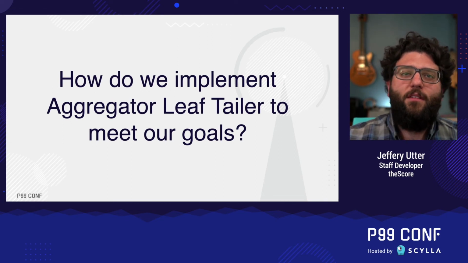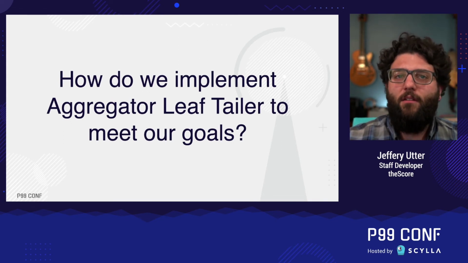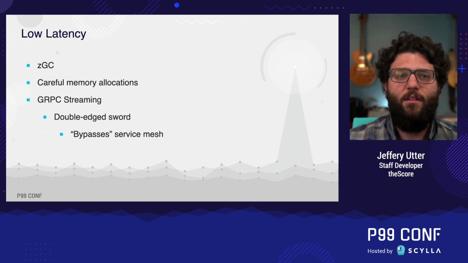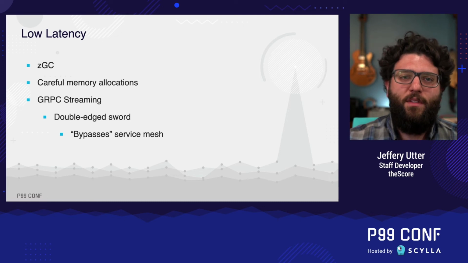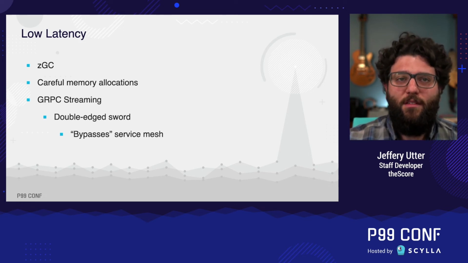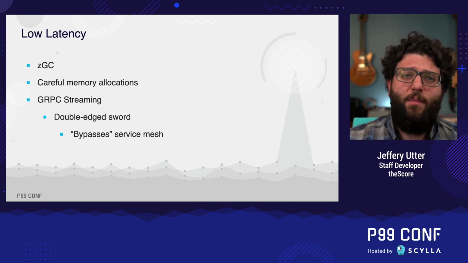So more into the details, how do we implement the Aggregator Leaf Tailer pattern to meet our goals? For low latency, I said we're using Java, so we're using the ZGC, which is a newish garbage collector. I think it was production ready in JDK 15 around 2020, but it promises sub-millisecond max pause times. Without this, it's really hard or impossible to get your tail latencies down to where we need them. We also are really, really careful with our memory allocations, and this is a topic that'll come up in a little bit as well. And lastly, we do gRPC streaming.